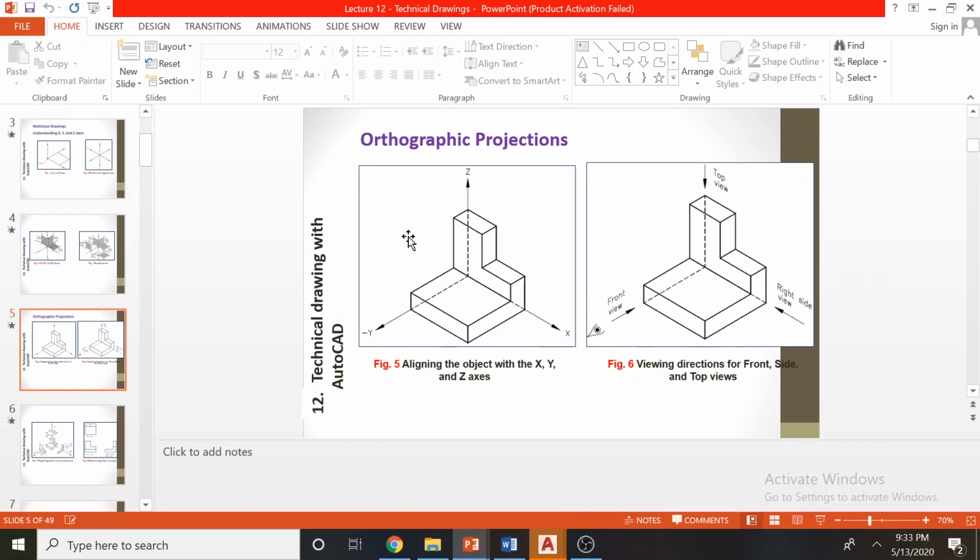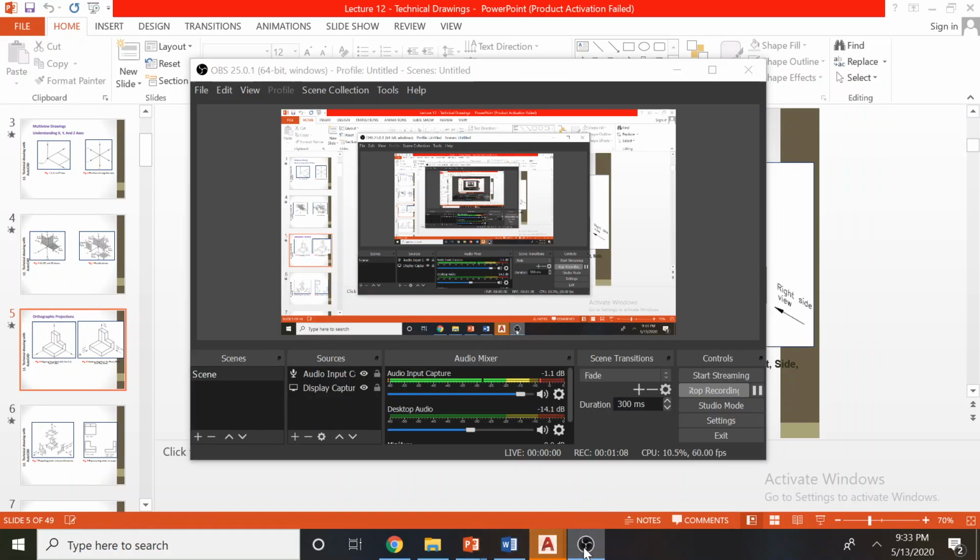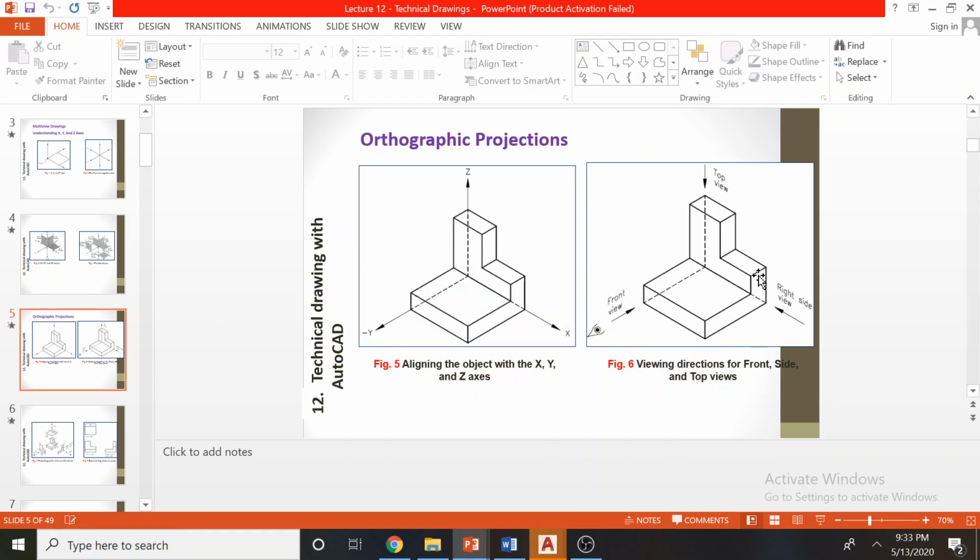So now we look at the theory. If you keep an object like this in the origin, and you look at it from the minus y direction, it's called the front view, and if you look from the x direction, it's called the right view, and if you look from the z direction, it's called the top view. So we have three basic views.